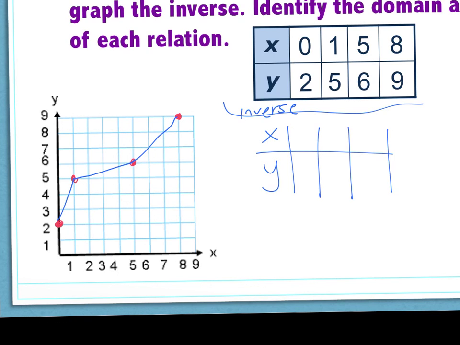So I'm going to take those 4 points and switch them. So the y's become the x's, and the x's become the y's. So my x values are now 2, 5, 6, and 9, and the y values are now 0, 1, 5, and 8. And then I'm going to graph those. So 2, 0, 5, 1, 6, 5, and 9, 8.